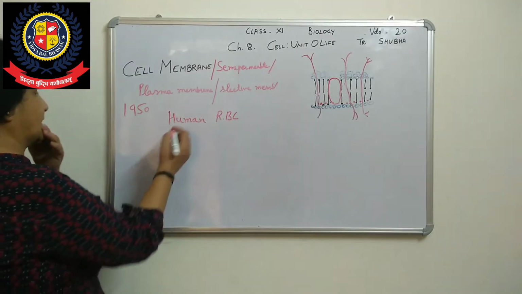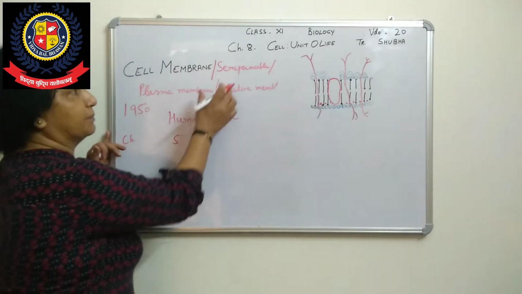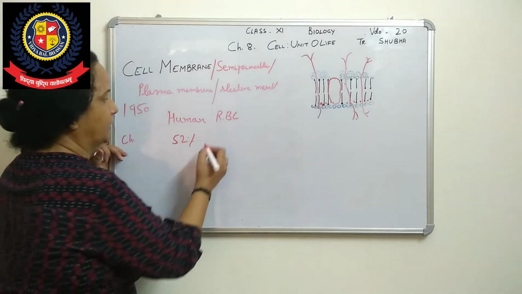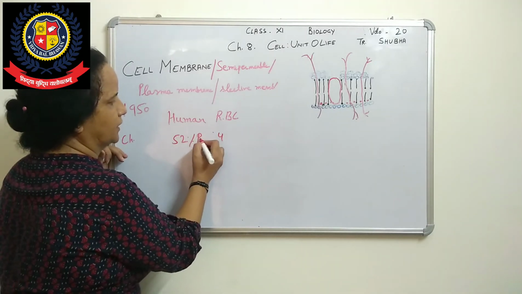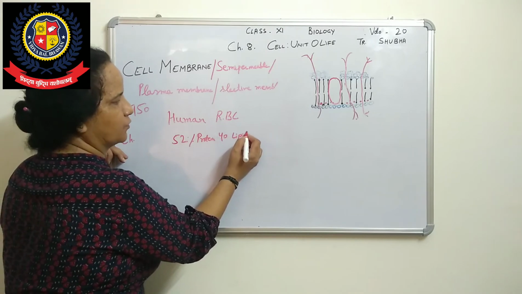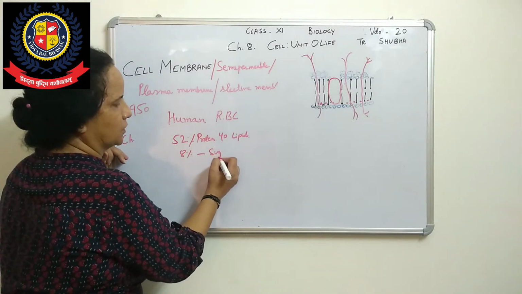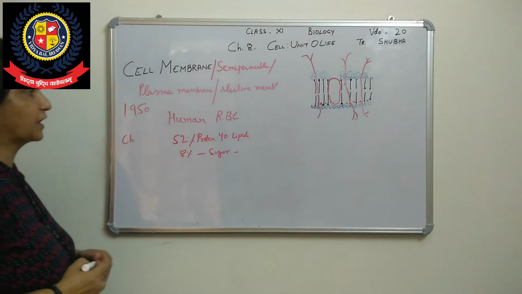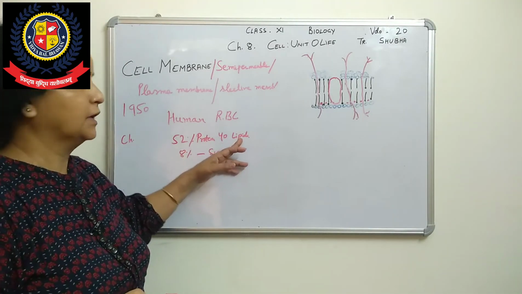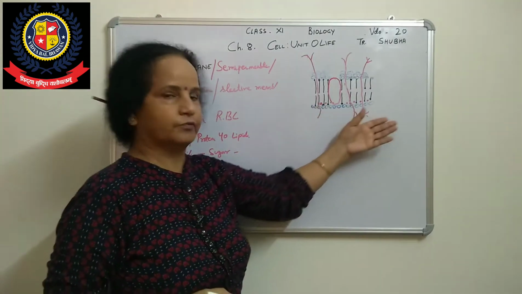They saw that in the chemical composition of the cell membrane of the RBC, 52% is protein and 40% is lipids. Lipids means fat. The rest, 8%, is sugar, cholesterol and other molecules. That is the chemical composition. So mainly this membrane is made of lipids.